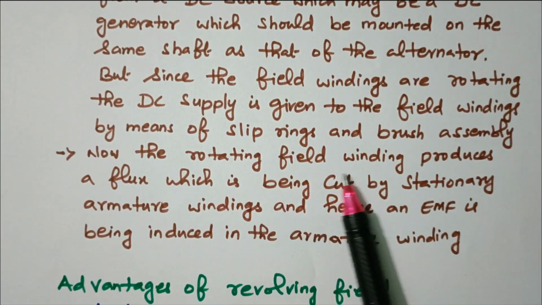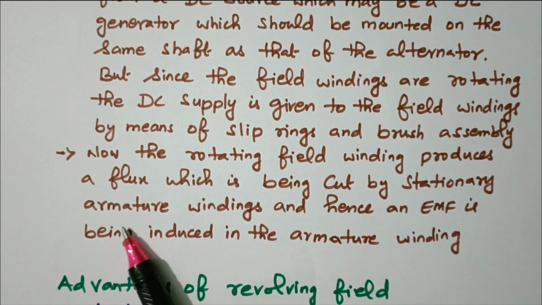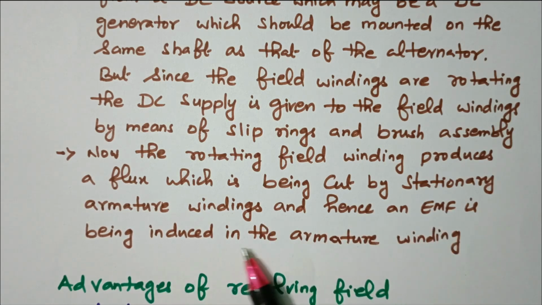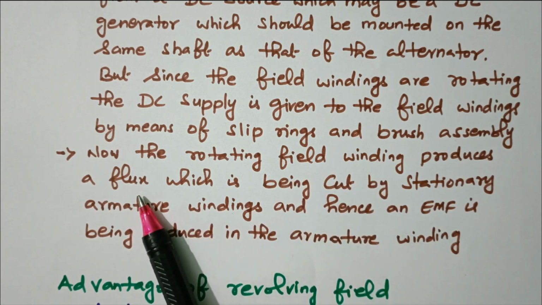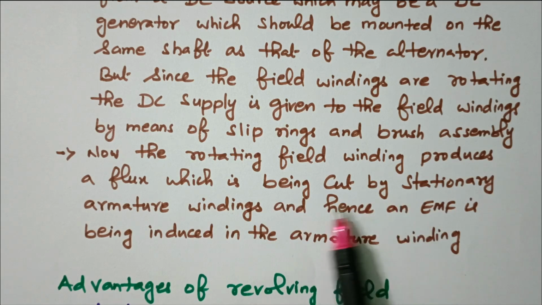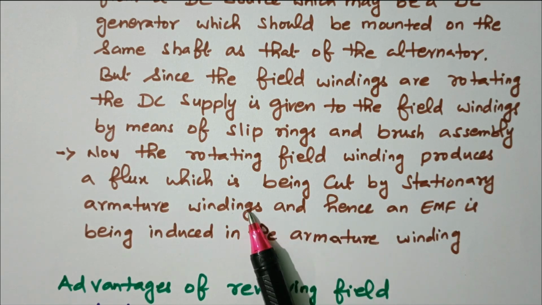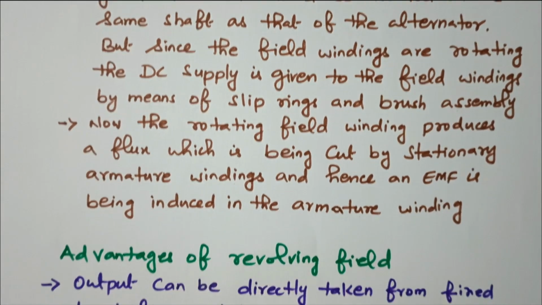Now the rotating field winding produces a flux which is cut by the stationary armature winding. Hence EMF is induced in the armature winding, right? So the rotating field winding produces a flux, which is cut by the stationary armature winding, and the EMF is induced. This is the normal electromagnetic induction principle.